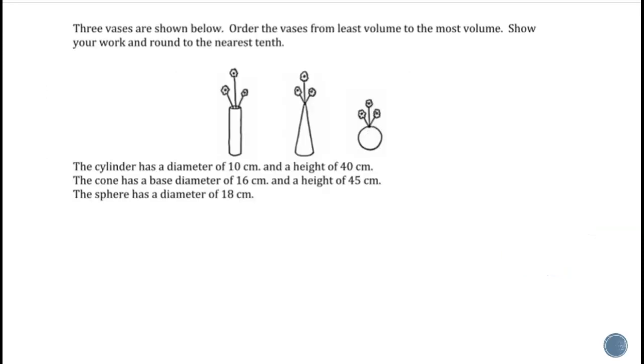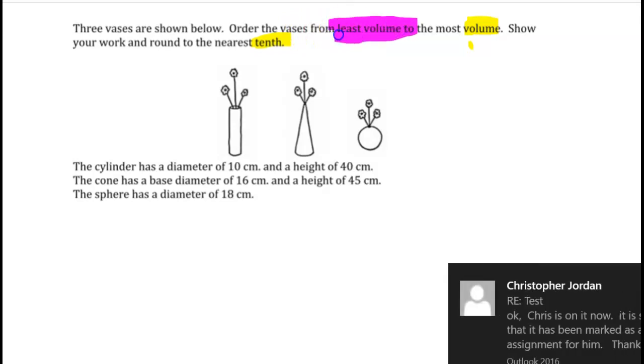Always start when you have word problems by just reading through the problems and knowing what the information is. Three vases are shown below. Order the vases from least volume to most volume. Okay, right there, I understand that we are working with volume. Show your work and round to the nearest tenth, okay? So we're going to be finding the volume of all 3 of these and then ordering them from least volume to most volume.